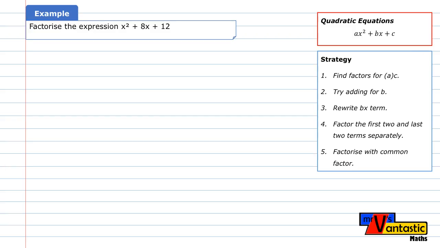In this video we will learn how to factorize a monic quadratic expression with positive factors by grouping. In this example, we're looking to factorize the expression x squared plus 8x plus 12. And that's a pretty normal quadratic equation.